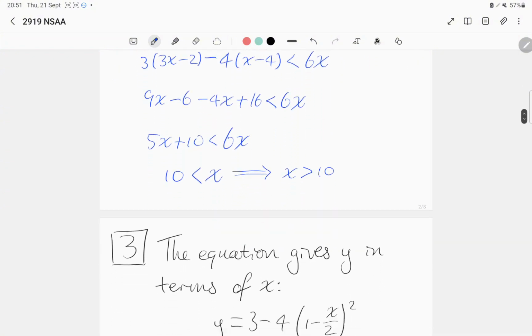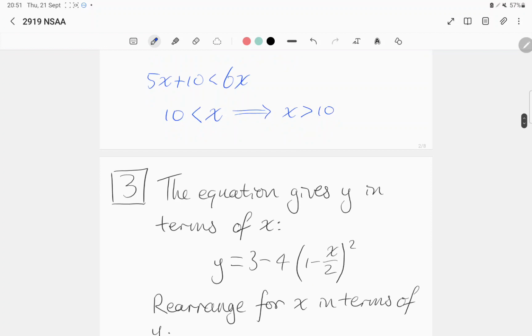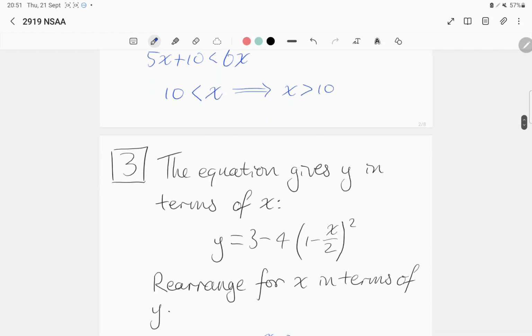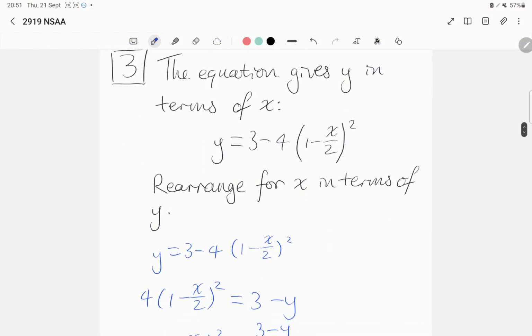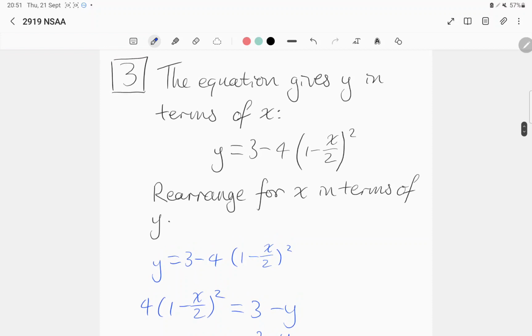Now let's move on to question 3. The equation below gives y in terms of x. Rearrange for x in terms of y. Now, the equation is y equals 3 minus 4 of (1 minus x over 2) all squared. If we take away 3 and multiply by negative 1 on both sides, we should get 4 of (1 minus x over 2) all squared equals 3 minus y.